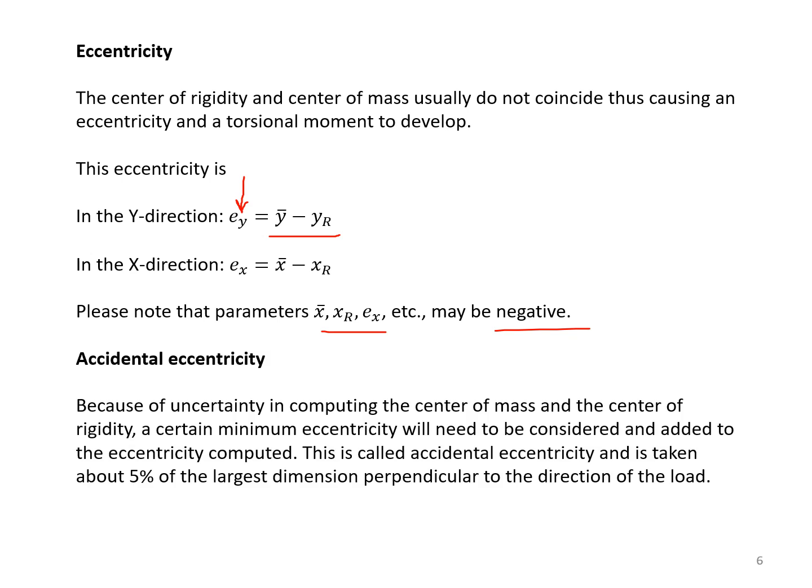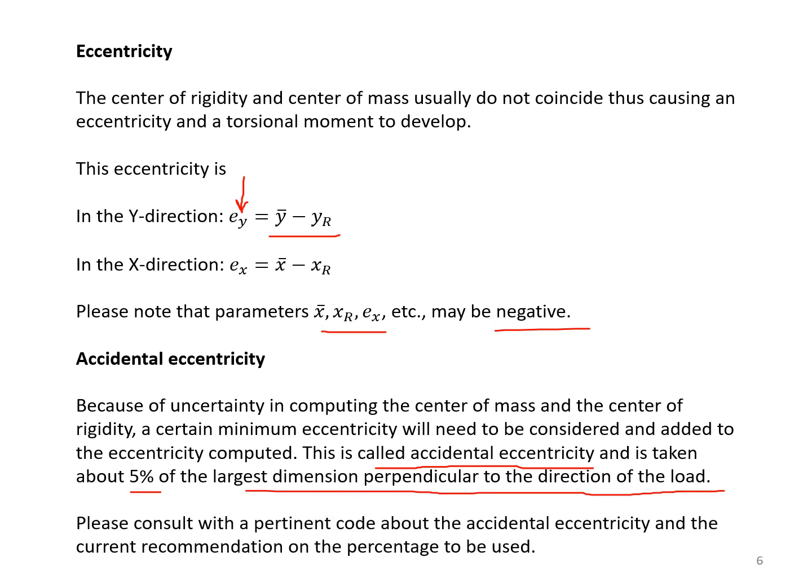Accidental eccentricity. Because of uncertainty in computing the center of mass and the center of rigidity, a certain minimum eccentricity will need to be considered and added to the eccentricity computed. This is called the accidental eccentricity and is taken about 5% of the largest dimension perpendicular to the direction of the load. Please consult the pertinent code about the accidental eccentricity and the current recommendation on the percentage to be used.